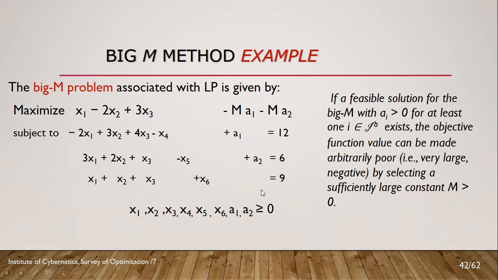If a feasible solution for the big M problem with a sub I greater than 0 for at least one I exists, then the objective function value can be made arbitrarily poor or very large by selecting a sufficiently large constant M. Again, M is a non-negative constant, which you make as large as you want.